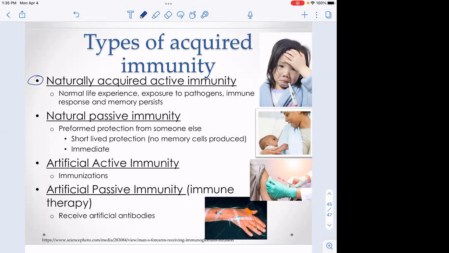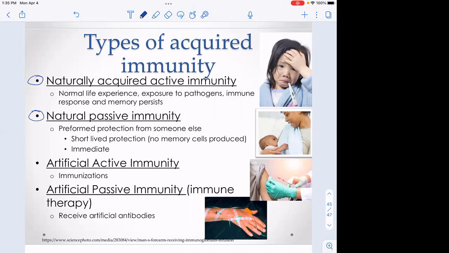Natural passive immunity, that's when you get antibodies, so preformed protection, from someone else. And so when you get those antibodies, right, they work immediately.